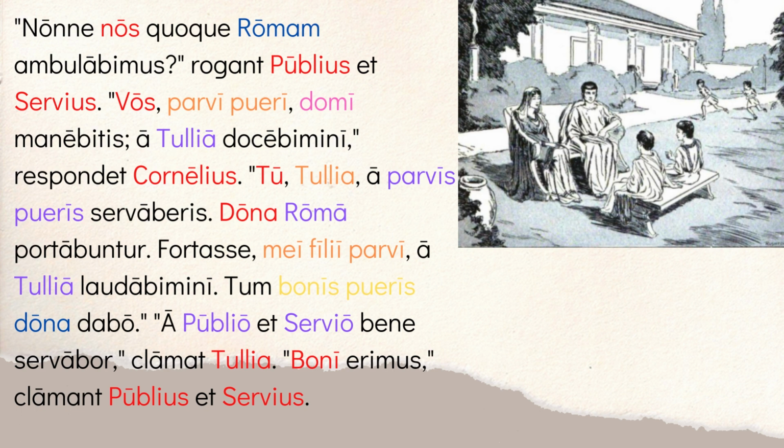You have "Vos parvi pueri domi manebitis a Tullia docebimini," respondet Cornelius. So you all, small boys, parvi pueri, right? You all little boys, you will stay, manebitis, there's your future tense verb, you will stay at home. Domi, right? Locative, you're going to stay at home. You will be taught, right? Docebimini, here's your future tense. The bi gives away the future. The mini ending is passive. So not you will teach, but you will be taught by Tullia. Tullia, there's your ablative of agent because we have a passive voice verb. Response, Cornelius. It says you're going to stay here and you're going to be taught by Tullia.